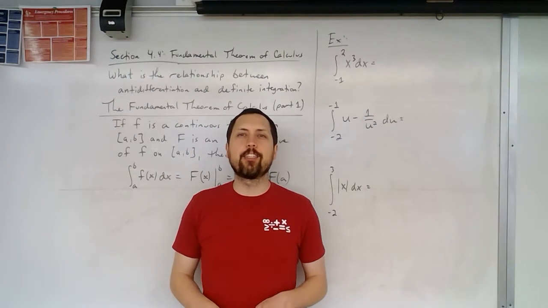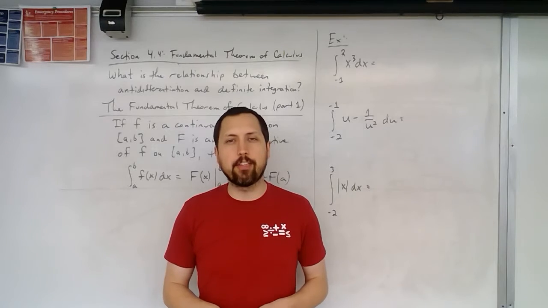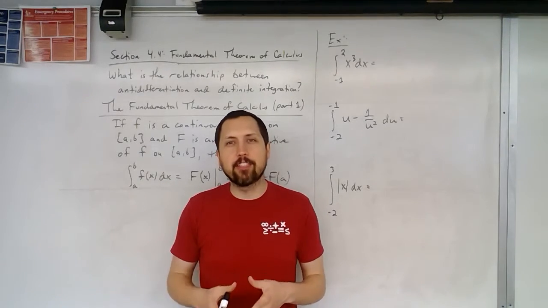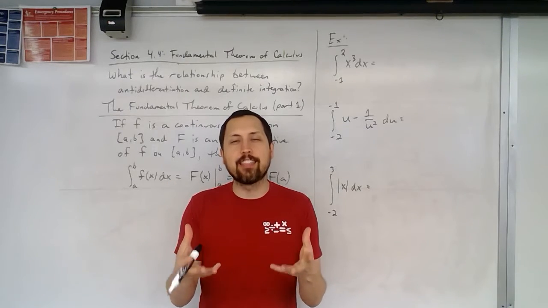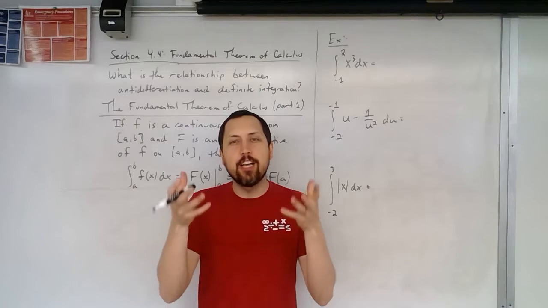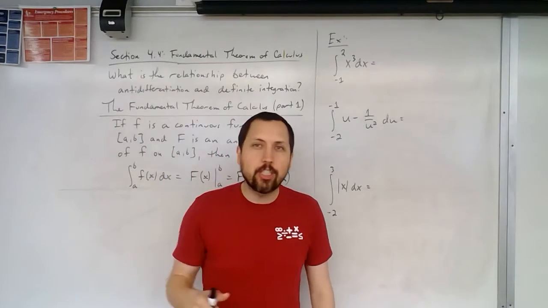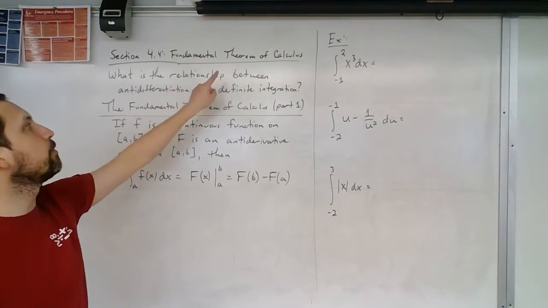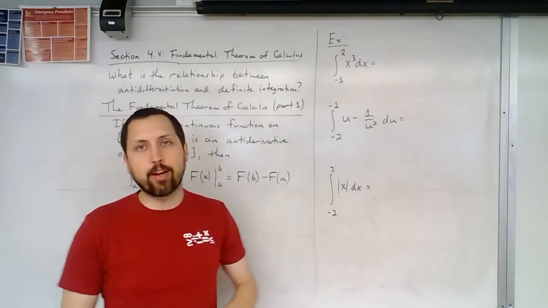We're going to move on to section 4.4. This is on the fundamental theorem of calculus. If you think about that, the fundamental theorem of calculus is supposed to be the greatest thing that we have in calculus. This is the foundation, the fundamental ideas of calculus. So the question that we're trying to answer, that this will allow us to do, is: what is the relationship between anti-differentiation and definite integration?